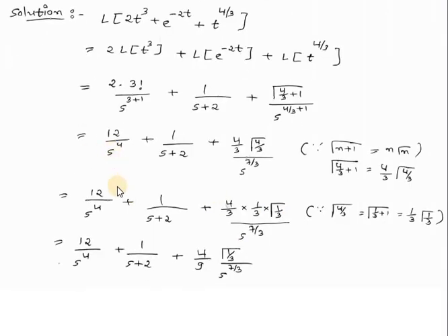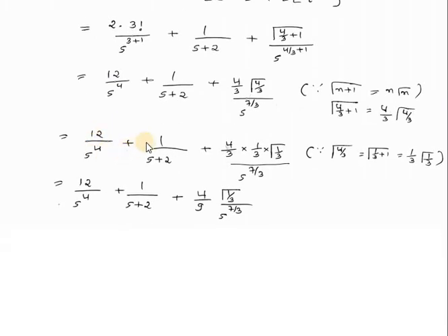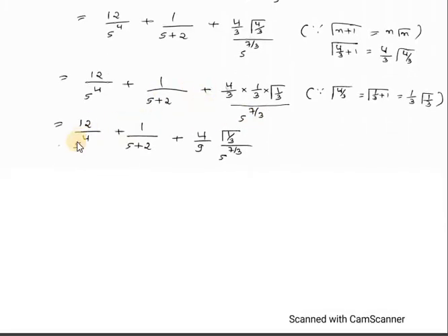So if we simplify further, then it will be 12 divided by s raised to 4 plus 1 divided by s plus 2, here 4 by 3, and here again we will use this property gamma n plus 1 is equal to n gamma n. So according to this property, gamma 4 by 3 will be 1 by 3 into gamma 1 by 3 divided by s raised to 7 by 3. So if we simplify further, then it will be 12 divided by s raised to 4 plus 1 divided by s plus 2 plus 4 divided by 9 into gamma 1 by 3 divided by s raised to 7 by 3. So this is our final answer.